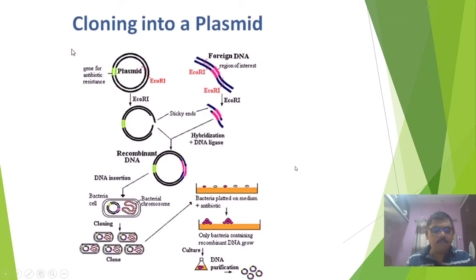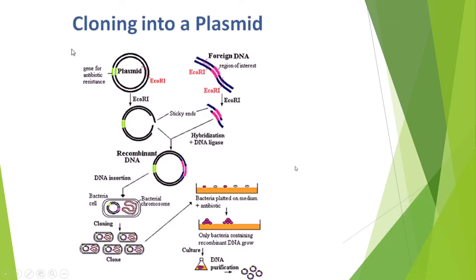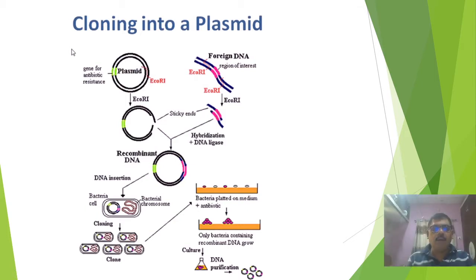Then this is the common procedure that we are discussing. Here is the gene, this is a plasmid, and this is the antibiotic site, and this is the restriction endonuclease site for EcoR1, and this is the foreign DNA which is cleaved with the help of EcoR1. Both the foreign DNA and this vector molecule are cleaved with the same enzyme, and this molecule is called a recombinant DNA.